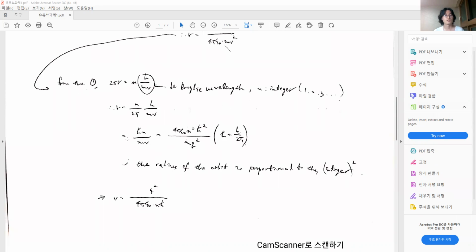Thus, this equation means that the radius of the orbit is proportional to the square of the integer, because as we can see in this equation, there is only the parameter n square, and the others are constants.